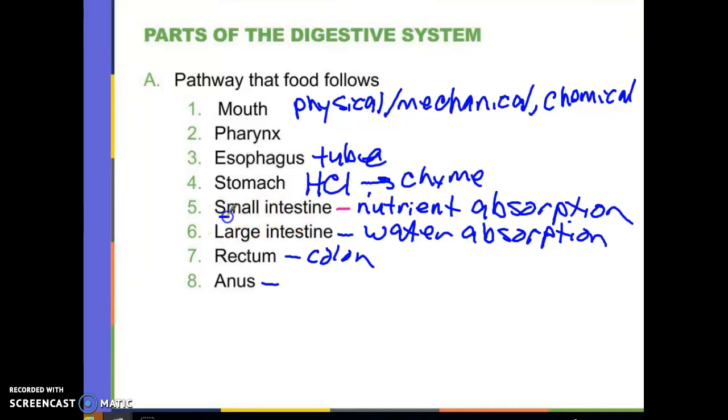Small intestines, this is where pretty much all of that nutrient absorption takes place. And then as it moves through the large intestine, it's kind of done with the nutrient absorption part, but we're primarily concentrating on water absorption there. Rectum, sometimes called colon, is kind of the last part of your digestive tract before it exits the body through the anus.